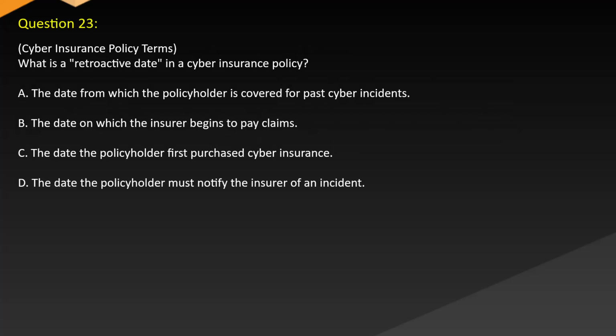Question 23. Cyber insurance policy terms. What is a retroactive date in a cyber insurance policy? A. The date from which the policyholder is covered for past cyber incidents. B. The date on which the insurer begins to pay claims. C. The date the policyholder first purchased cyber insurance. D. The date the policyholder must notify the insurer of an incident.